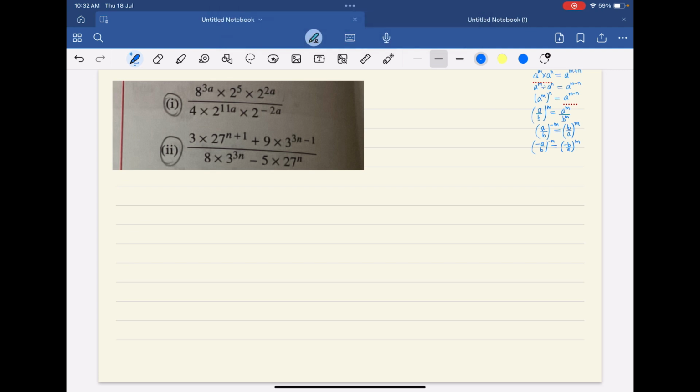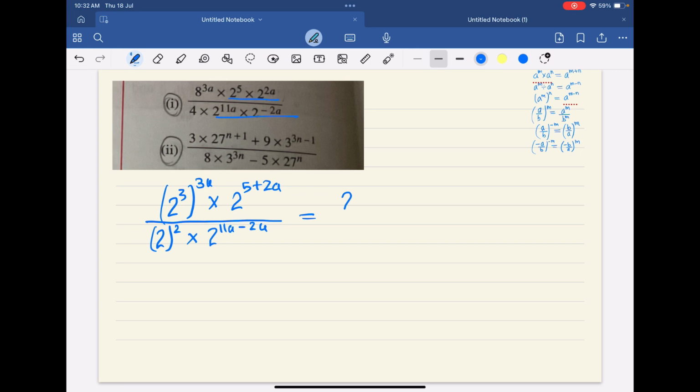Now let's get going. 8 can be written as 2 cube, and that has a power of 3a. Now 2 to the power 5 times 2 to the power 2a, I will use the property and make it 5 plus 2a. In the denominator, 4 would be written as 2 square. Again, let us use the property here and make it 2 to the power 11a minus 2a.